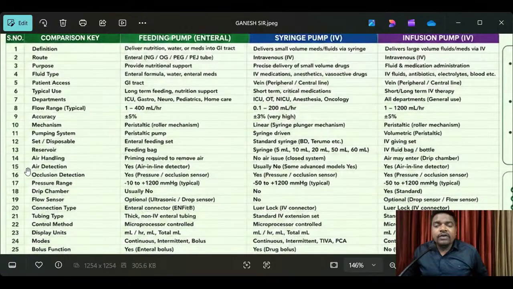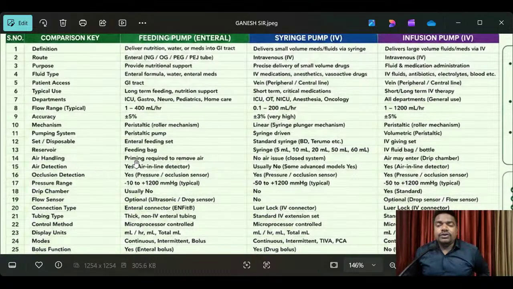Now, which point do I have to discuss? 14 points here, my dear engineer. Listen carefully, because I'm going to show you every point. That's why I have selected this session. Many engineers are asking. Now come to the point: the 14th point, comparison key, air handling.